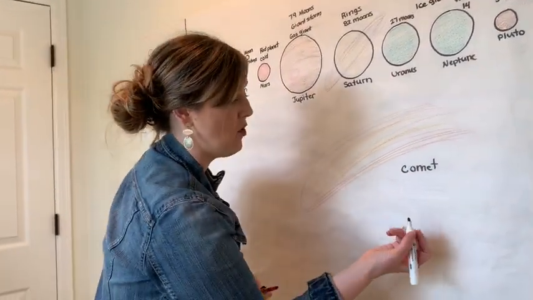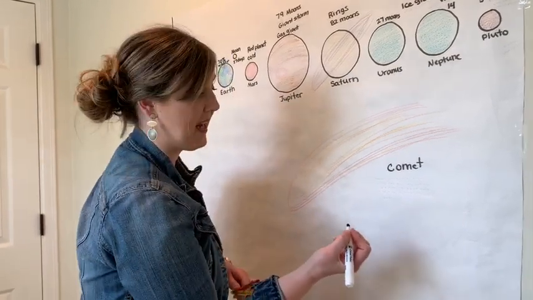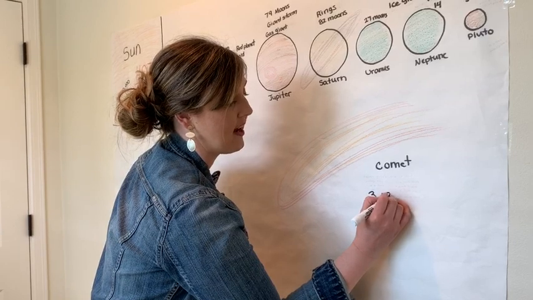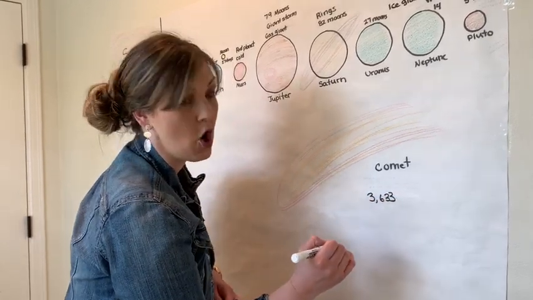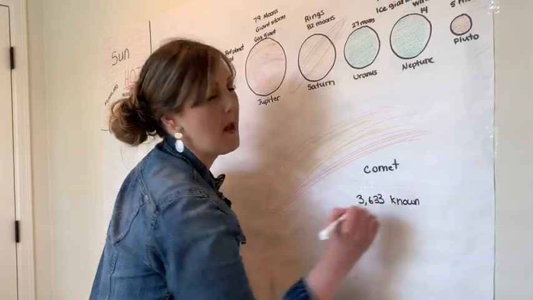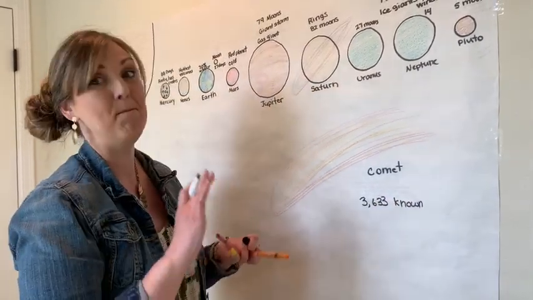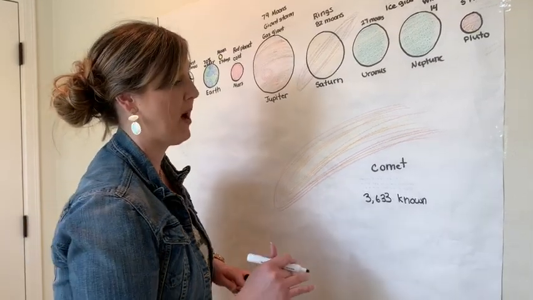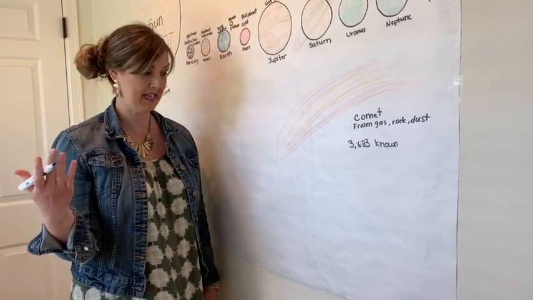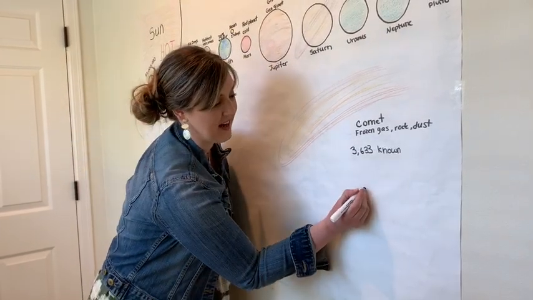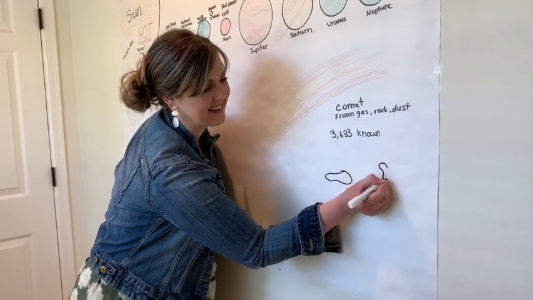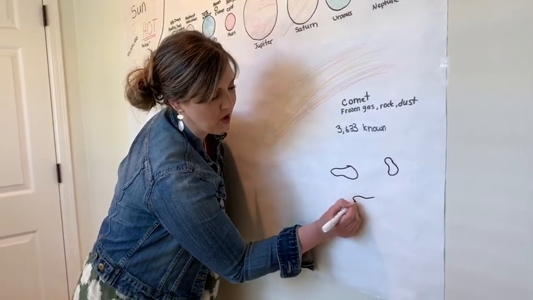We also know that there are probably about 3,633 known comets. That means we know that they're out there. But there's probably millions more that we just don't know about yet. Guess what else is orbiting the sun up in space? Let's see if I can draw a few and maybe you can figure it out. Do you know?